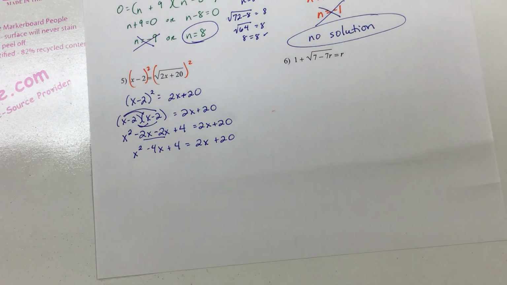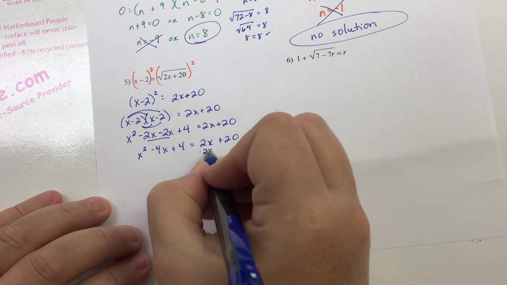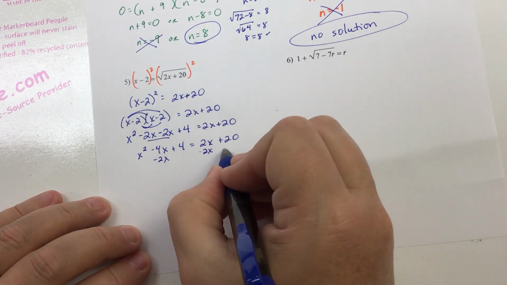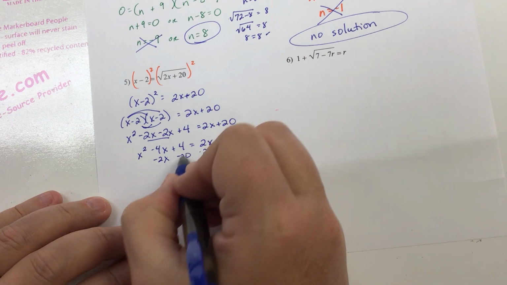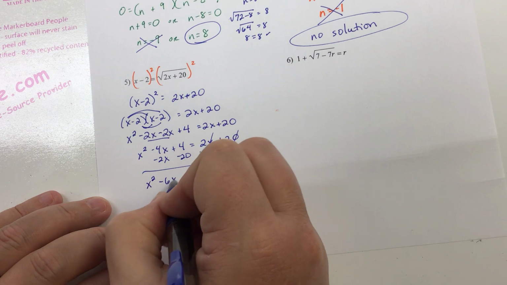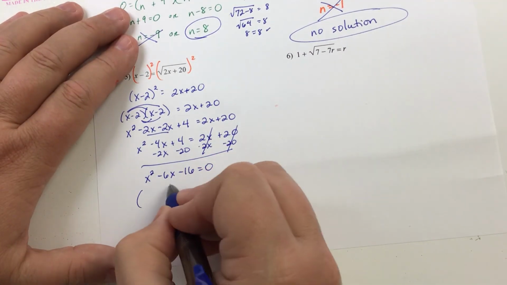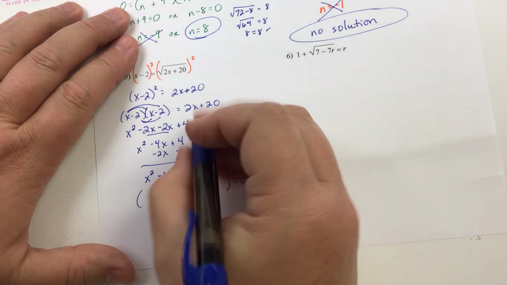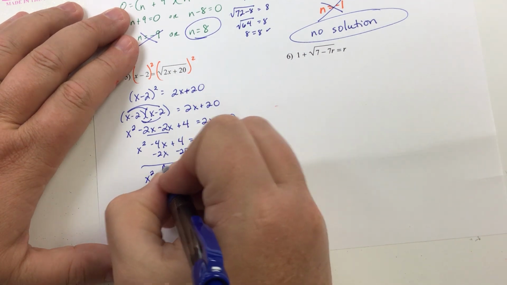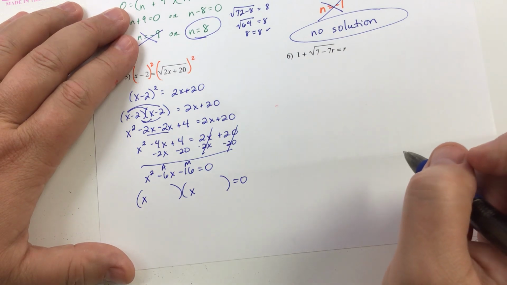Since it's a quadratic, we need to set our equation equal to 0 so we can solve. If I subtract 2x from both sides, and let's go ahead and also subtract the 20, we are left with x squared minus 6x minus 16 equals 0. So now we're ready to factor. Can you think of two numbers that multiply to give me negative 16 and add to give me a negative 6?